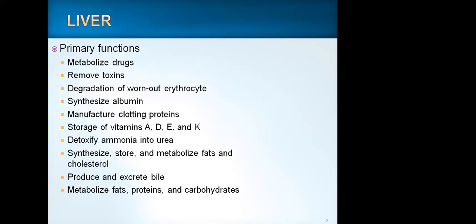So the primary function of the liver is to metabolize drugs, remove toxins, degrade worn out erythrocytes, synthesize albumin, manufacture clotting factor proteins, store vitamins A, D, E, K, detoxify ammonia into urea, synthesize, store and metabolize fat and cholesterol, produce and excrete bile, and metabolize fat, protein, and carbohydrates. These are the functions of the liver.